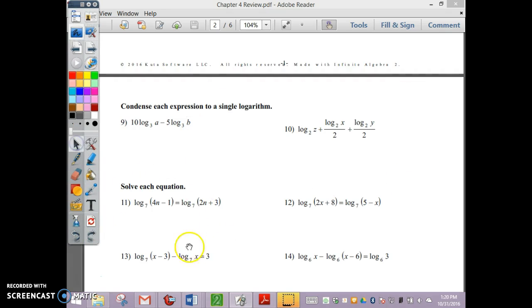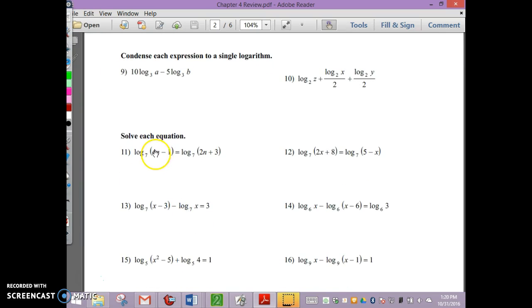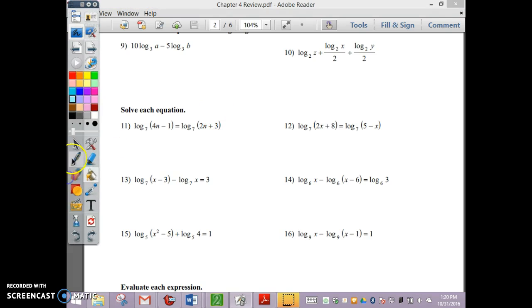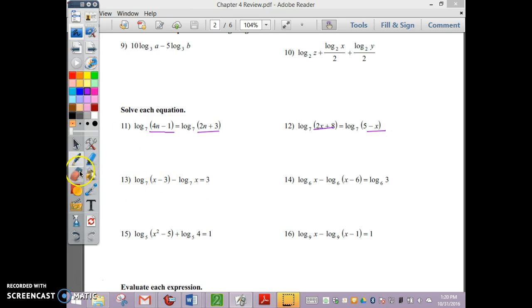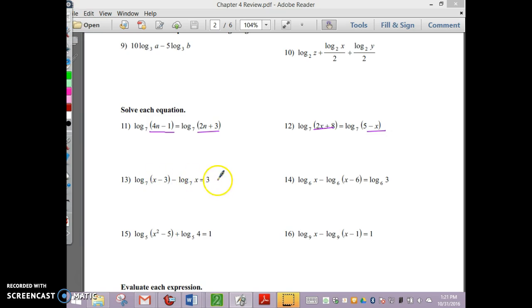Okay, solving. I don't think I need to go over 11, 12, because those are just setting your insides equal to each other, just setting your arguments equal. But 13 you have to condense first, so let's do 13. So it is log base 7 of x minus 3 minus log base 7 of x equals 3. So we condense that to log base 7 of (x minus 3) over x equals 3.